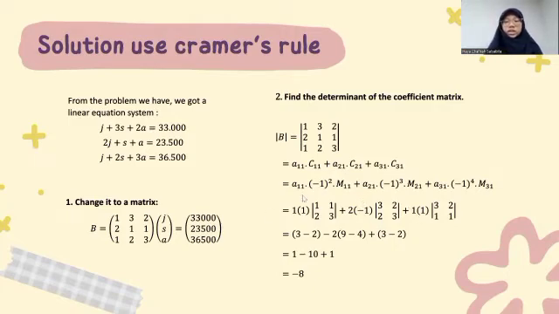So we can calculate this, which is the determinant of this matrix. Its determinant is 3 times 1 minus 2 times 1, so we get 3 minus 2. And this is the determinant for this, and this is also the determinant for this. So we can calculate this: it becomes 1 minus 10 plus 1, and this equals minus 8.